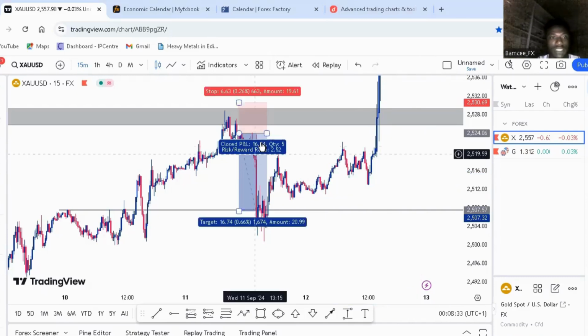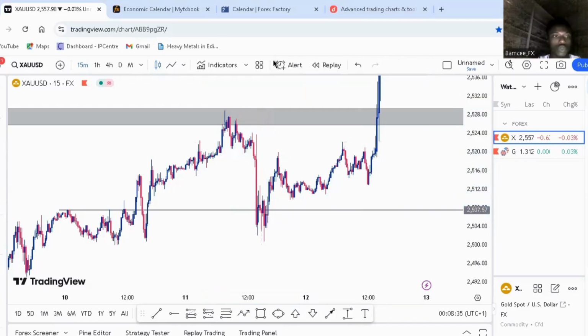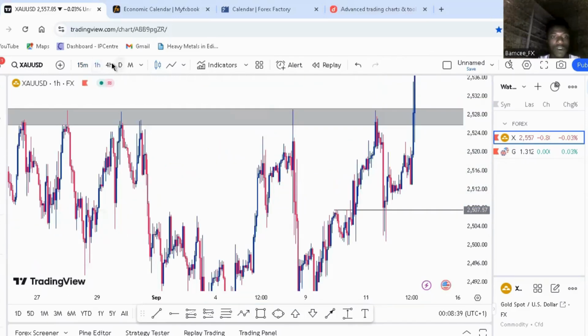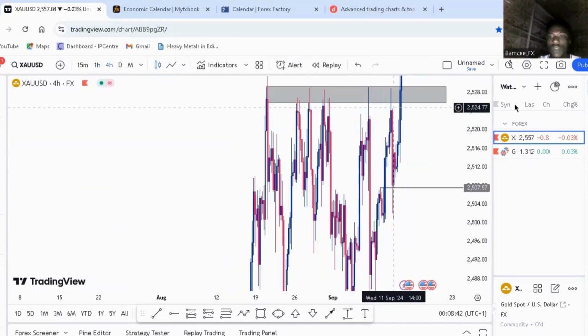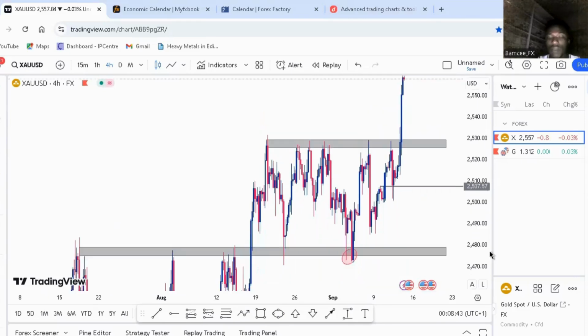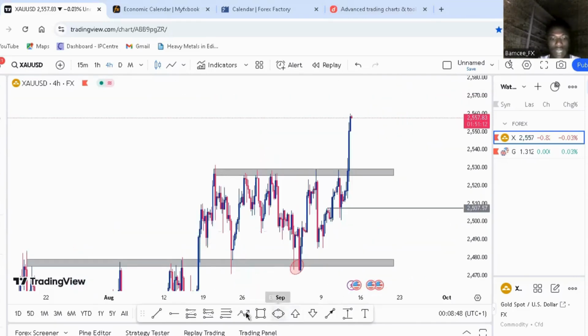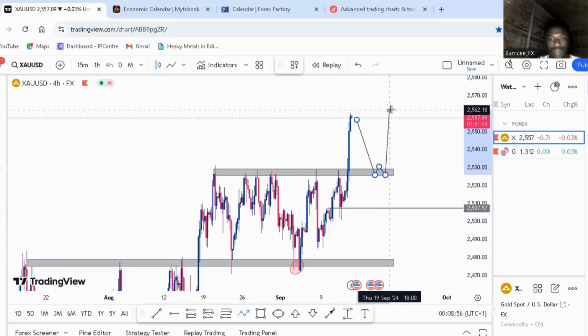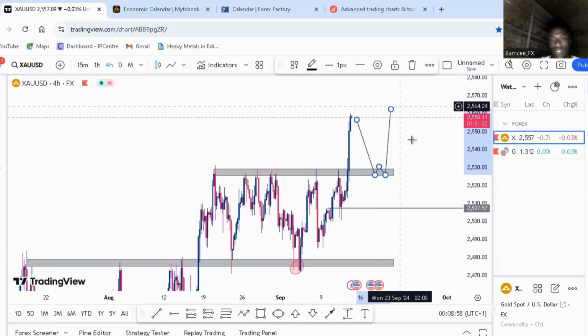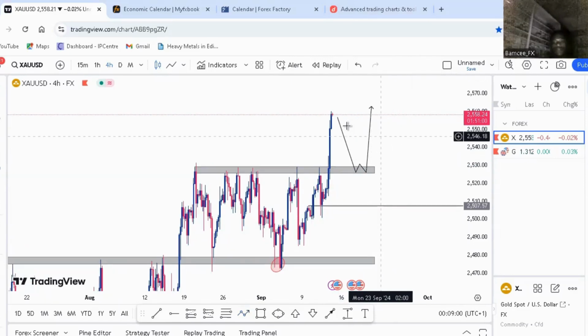So I'm waiting patiently tomorrow for gold to give me something like a break and retest. Let me move to 4 hours. So I'm patiently waiting for gold to give me a breakout and a retest, and this was what happened. Gold broke out, and I'm waiting for gold to drop back down to this support area, give me a correction pattern, then I look for what? A buy for gold. As simple as that. That's what I'm looking out for on gold.